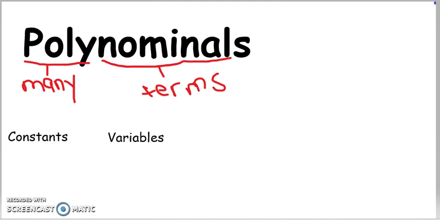Polynomials can also have variables. Variables are letters, any type of letters that represent something that is not a number. The most common variables that we're going to be using are x and y. And exponents. Exponents are degrees, like a number to a certain degree, 2 to the power of 2, to the second degree.